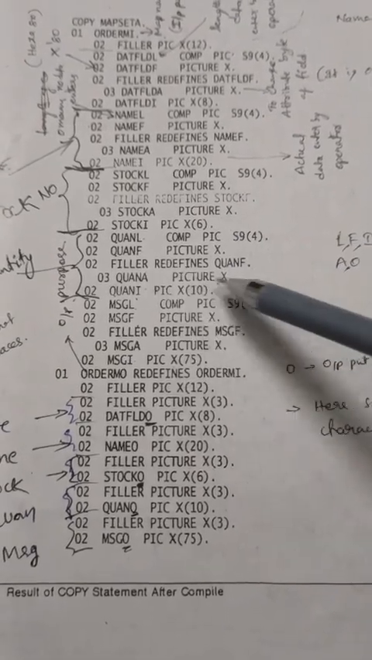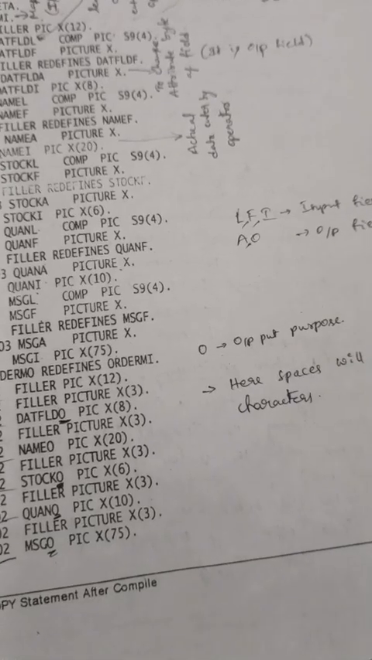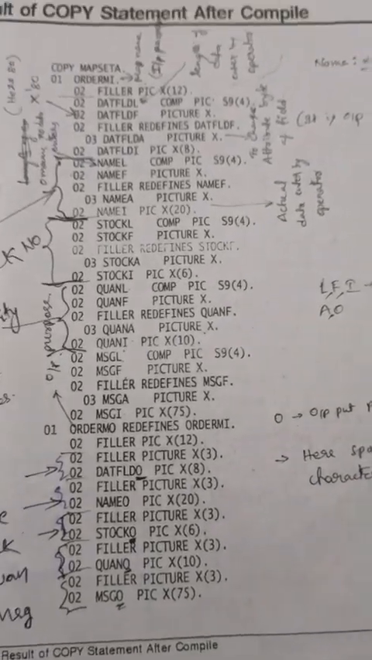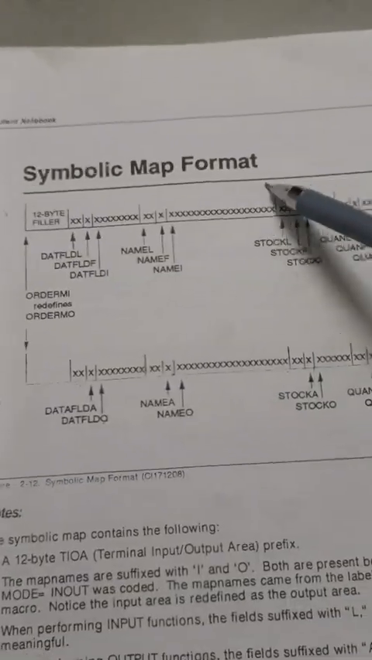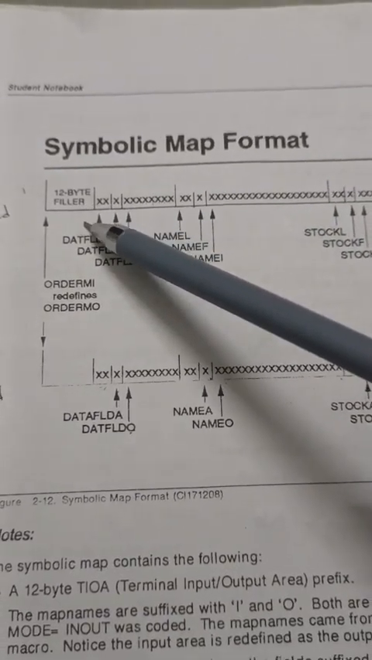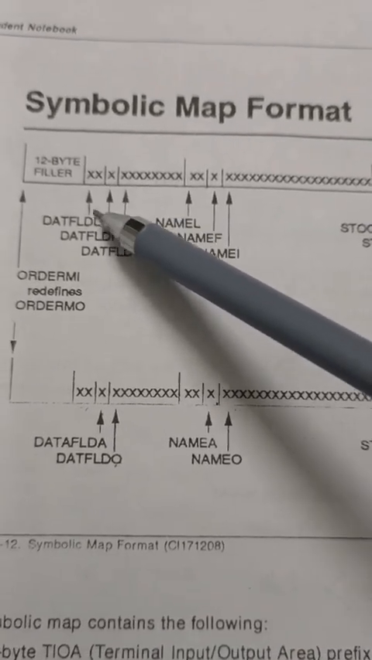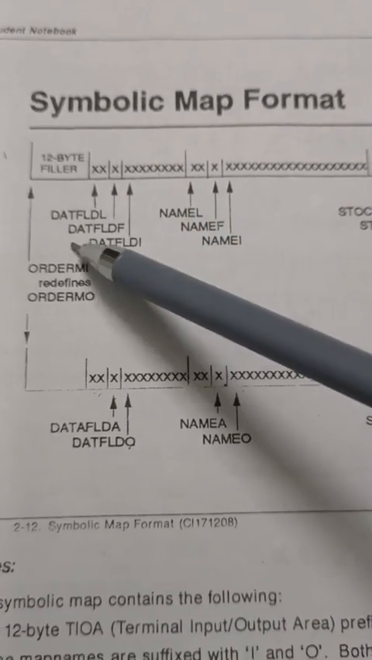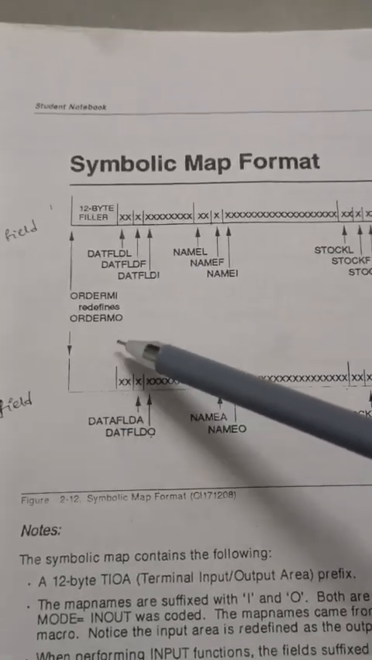Why is it using the same as the symbolic? If you look at the symbolic map format, we can understand why it is generating the redefines clause. In the symbolic map format, you can see the 12 bytes filler. We have coded X of 12. Then it will generate a length field of 2 bytes. You can compare them in parallel. This is an input field, this is an output field.